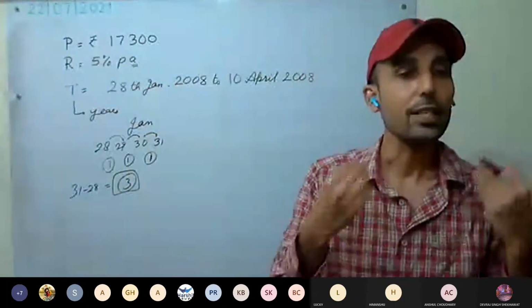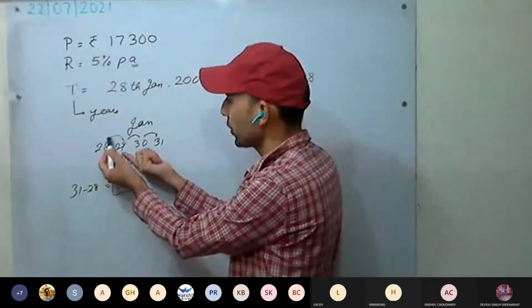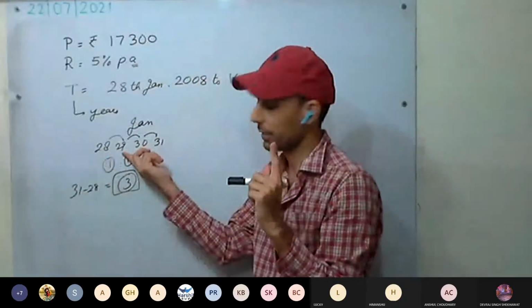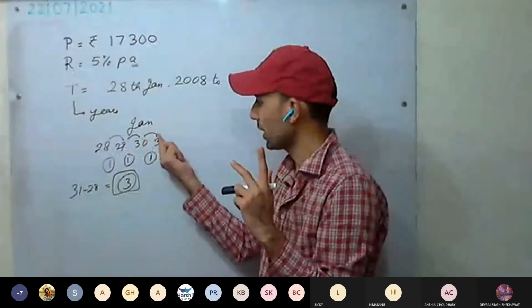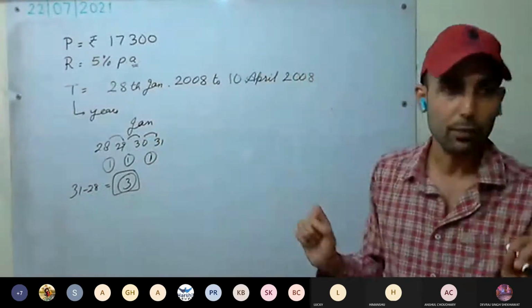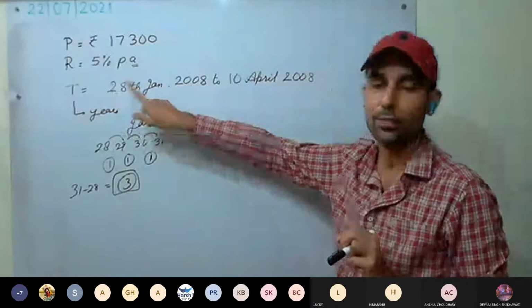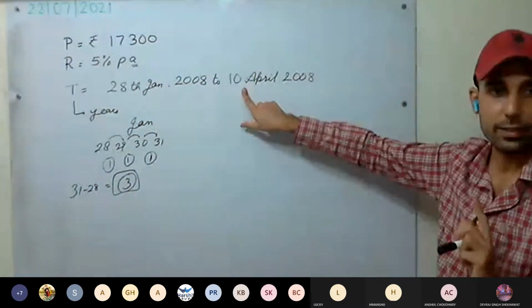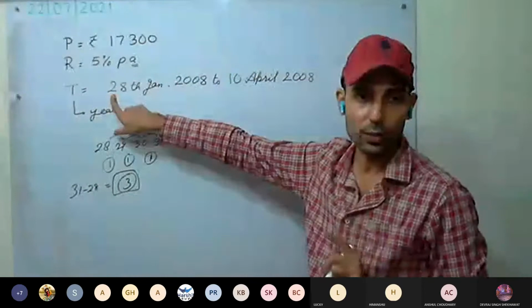You have understood? As well, if we interpret it, from 28 to 29, 1 day is completed. 29 to 30, 1 day more. 30 to 31, 1 day more. Total of 3 days. So very simple. What we are going to follow, that we won't count the initial day. We are going to count the final day. 10th April is the final day. Starting day we won't count.